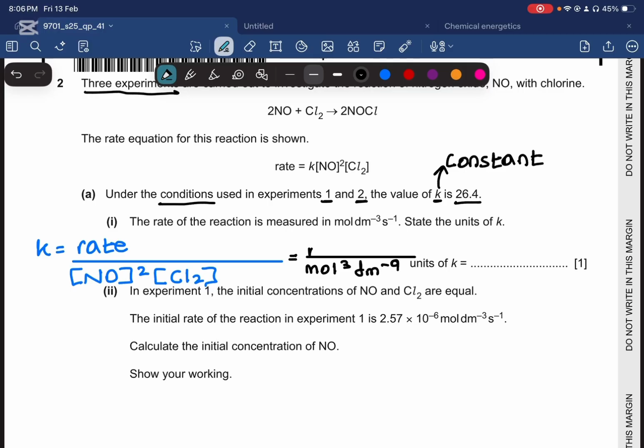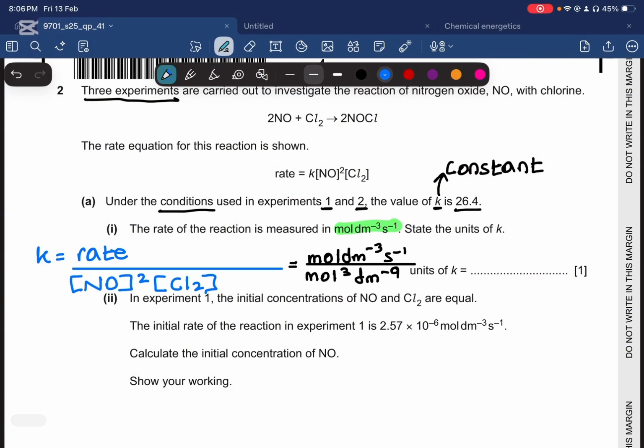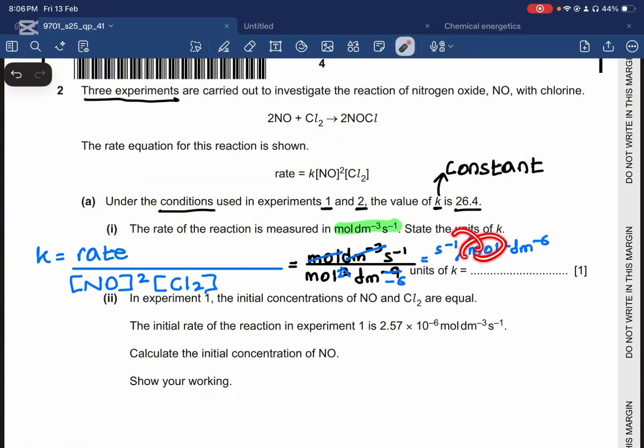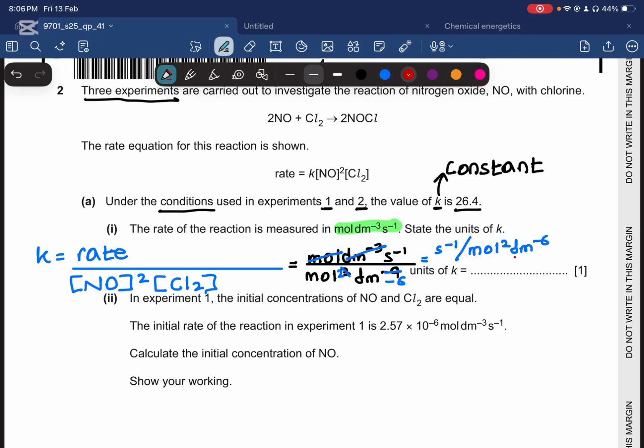And what does the rate of reaction become? It becomes mol dm^-3 s^-1. The question already told us this. Now all you have to do is cancel out the common values. So if there's 1 mole here, this 3 gets cut down to a 2. If you have dm^-3 here, this gets cut down to -6. What are you left with? You're left with s^-1 divided by mol^2 dm^-6. Bring the mol^2 from the denominator into the numerator, what's it going to be? It's going to become mol^-2. And this dm^-6, the power is going to flip. It becomes dm^6.